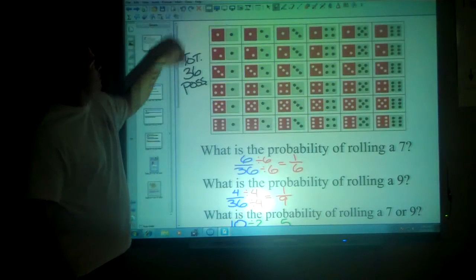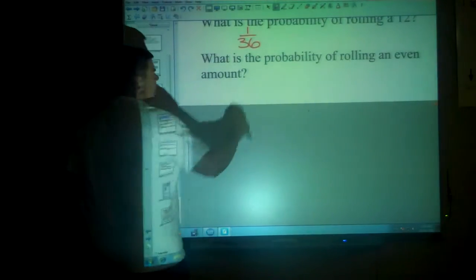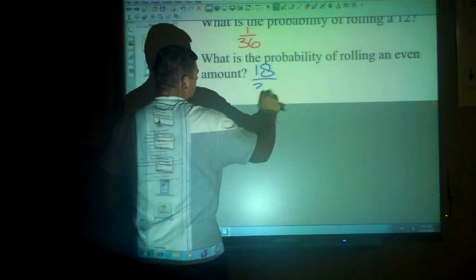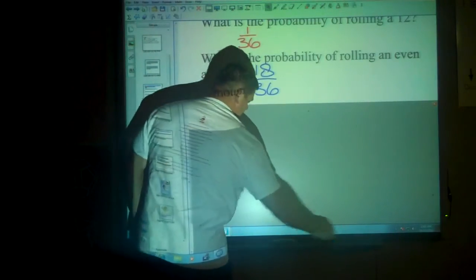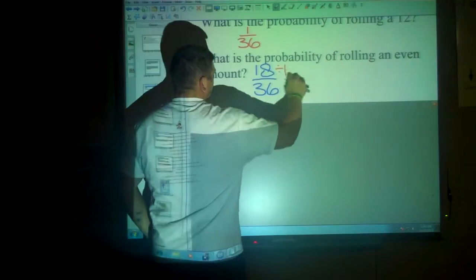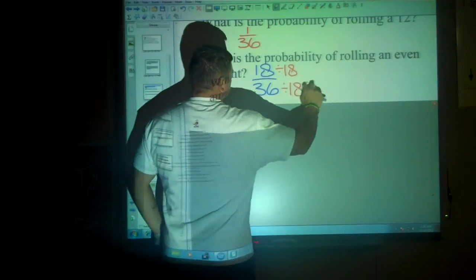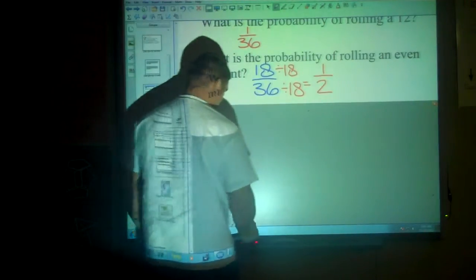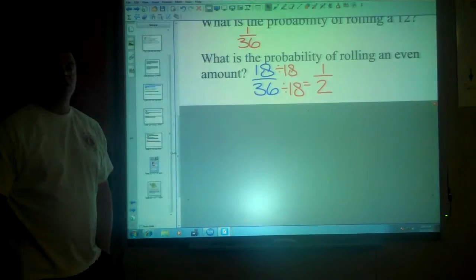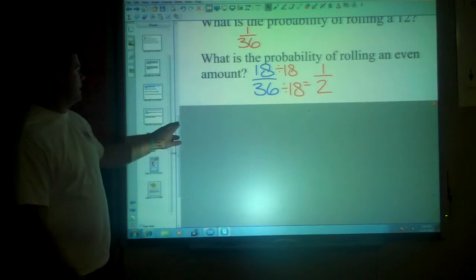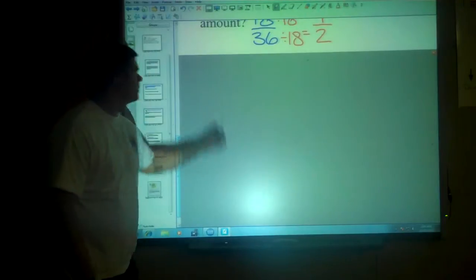I'll clear my board. There are 18 out of the 36. But these are both divisible by 18. So we are actually dealing with 1/2. The probability is 50-50 that every time I roll it, I'm going to get an even number.